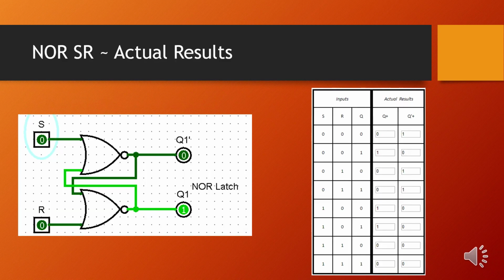As you can see from our Logisim diagram, the S input goes on the top and the R input goes on the bottom. In the middle, we have two NOR gates that are cross-coupled with each other in a cross-feedback loop. On the right-hand side, Q naught goes on the top while Q goes on the bottom NOR gate. On our actual results on the right-hand side, you can see that everything goes according to the expected results other than that last part at the bottom when both are set to 1. In that situation, we get 0 on both the Q and the Q naught outputs.